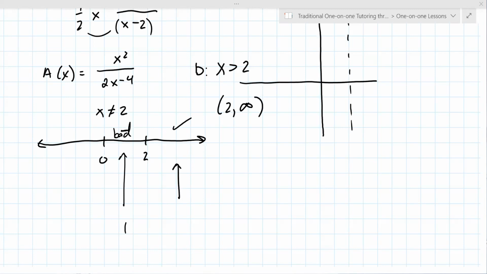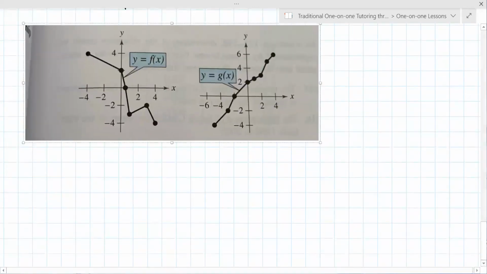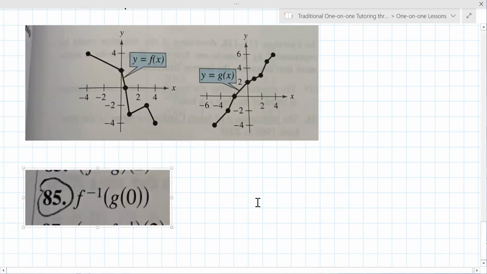All right, let me see if I can get a good snip of this in here. So there are the two graphs, and then 85 is F inverse of G of 0. All right, were you able to determine G of 0? No, I'm just very confused. Okay, so G of 0 is 2. We're looking at this graph on the right. It's basically saying, if X is 0, what's the Y value? And the Y value there is 2.